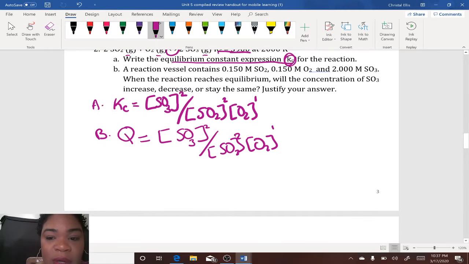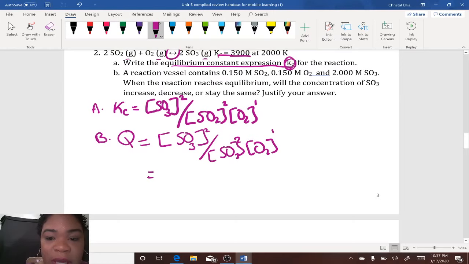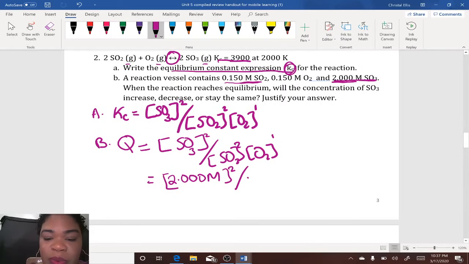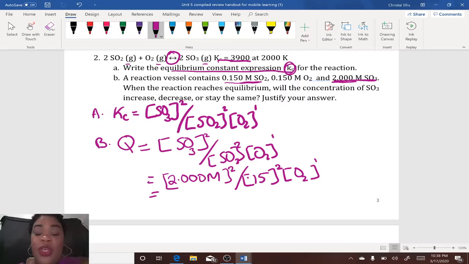And we're just going to substitute in what we have. The concentration of our product SO3 is 2.0 molar, and we're squaring that and dividing it by the concentration of SO2, which is 0.15, and we're squaring that. And the concentration of O2, and we're raising that to the first power. When you do the math, you get a Q value that is equal to 1,185.